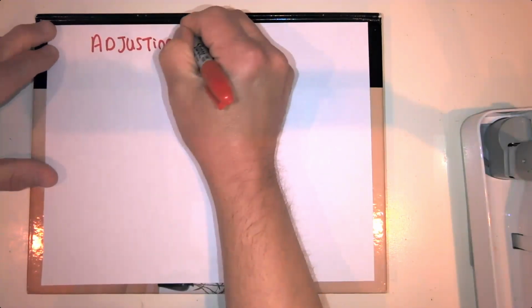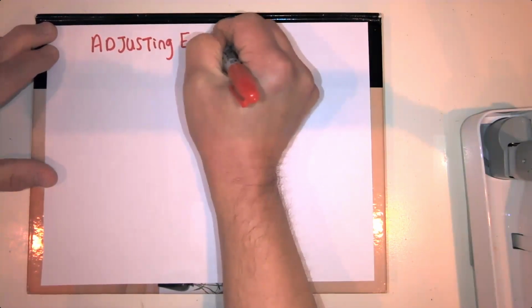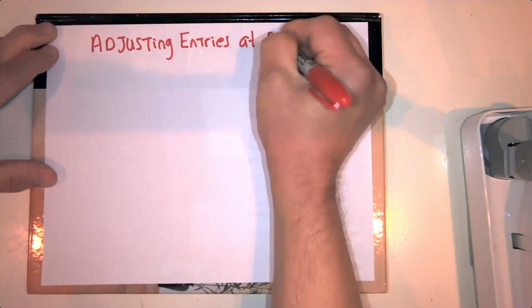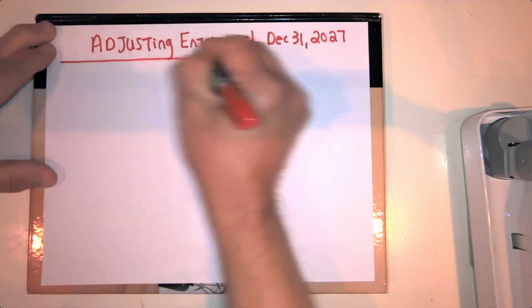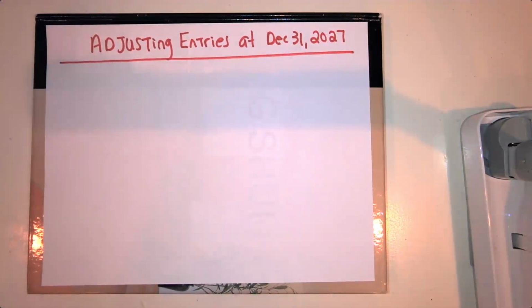Let's adjust the accounts as of December 31st, 2027. And to get us off and moving in the right direction, I'm going to do the first one. But I don't want to be the only one to talk. So once I get through the first one, I'd like to hear from some of you to do some of the work on the other transactions here. But let me get us started.